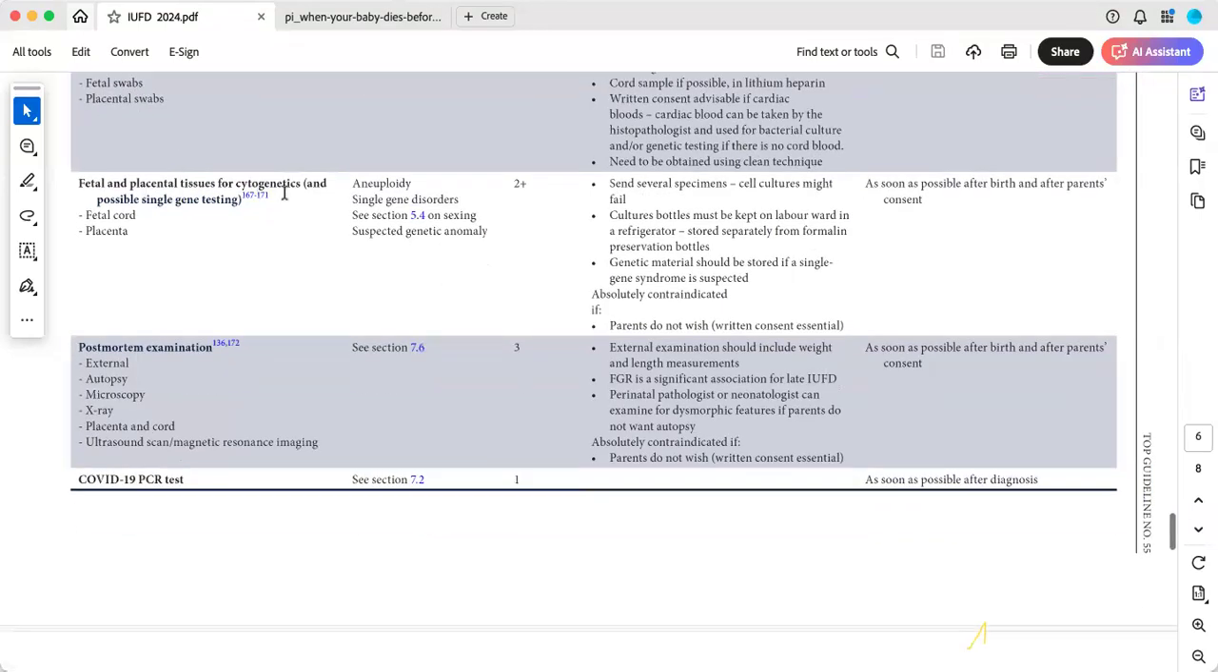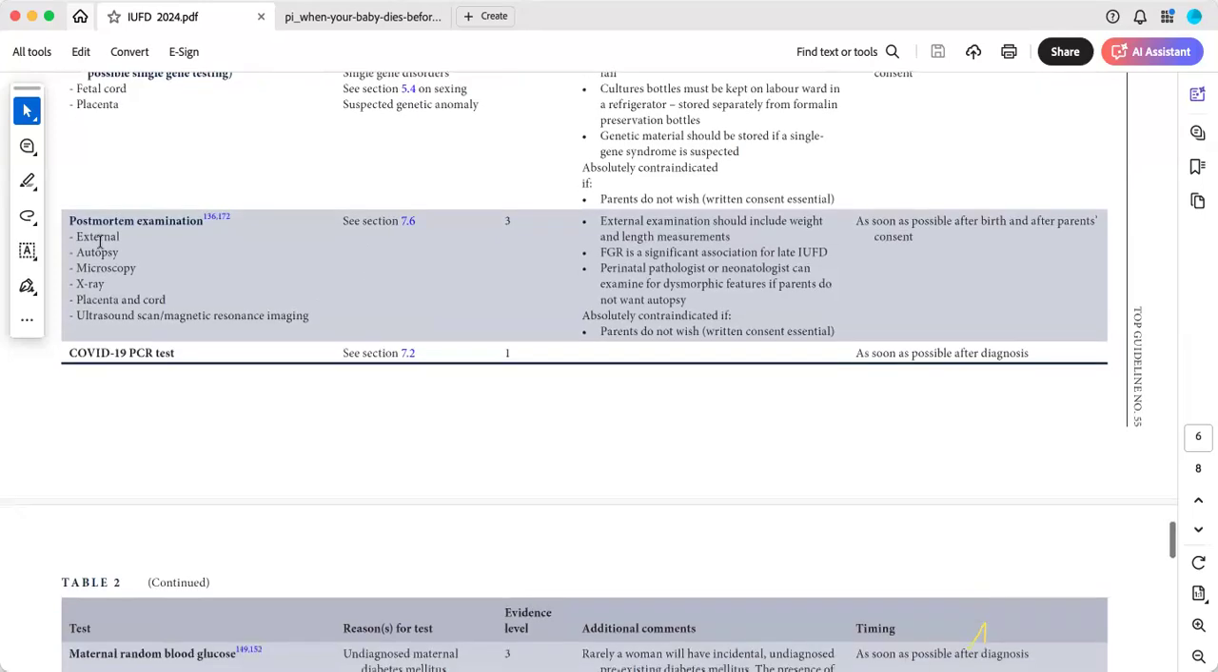Fetal and placental tissue for cytogenetic and possible single gene testing. This will be taken from the fetal cord and placenta, okay? And the advantage of it is searching for aneuploidy or single gene disorders, okay?